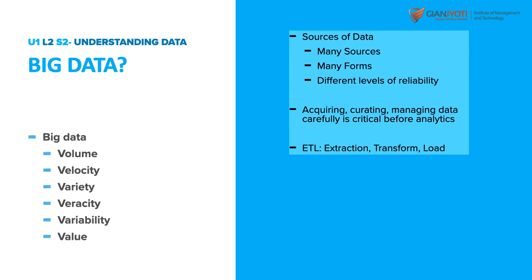Big data has 6 V's to it: the volume, the velocity, the variety, the veracity. The veracity is the truthfulness of data, and then the variability and the value, because value drives the big data to be used for analytics.